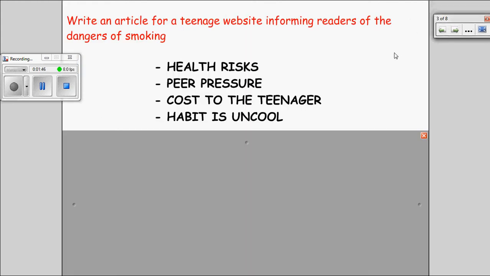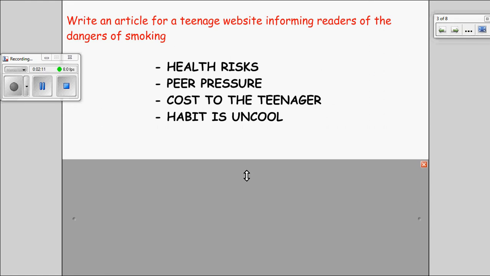Here's another example of how you can use bullet points. In this one, it says write an article for a teenage website informing readers of the dangers of smoking. So again, we've got the purpose being informing, the audience being teenagers, and the form being an article. I have put down 4 examples of paragraphs that I might want to use. So for example, health risks, peer pressure, the cost to the teenager, and the fact that the habit is uncool.